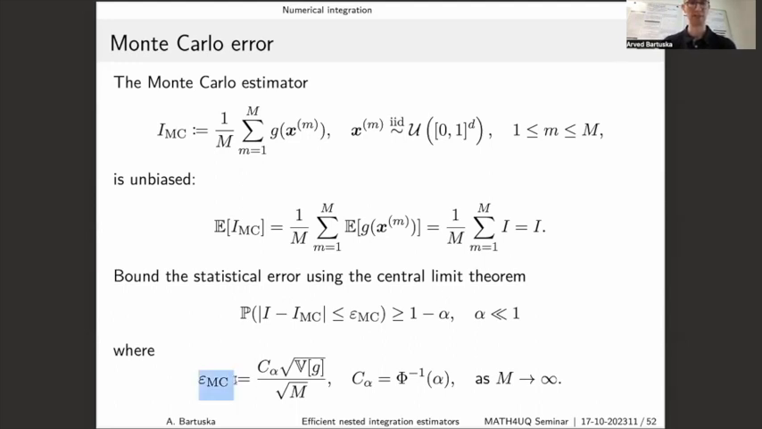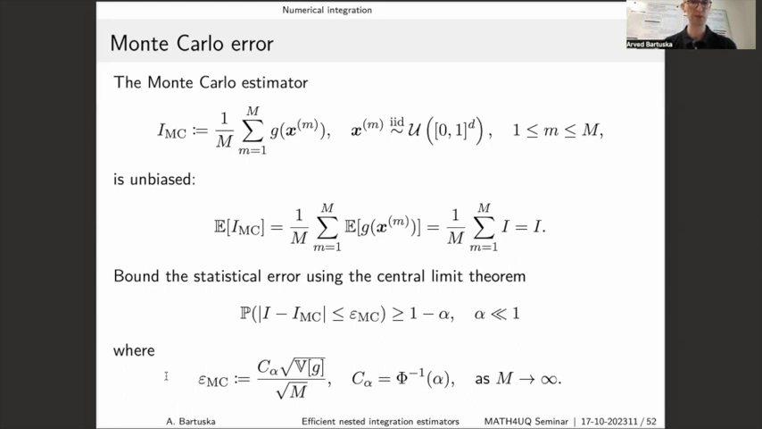And this Monte Carlo error now is given by three components. Basically, we have this confidence constant C alpha that depends on alpha. We have the standard deviation of our integrand, the square root of the variance, and we have the square root of the number of samples. So basically, this confidence constant, we will assume it's fixed. If we choose alpha equal to 0.05, this C alpha is given by 1.96. It's the inverse CDF of the standard normal.